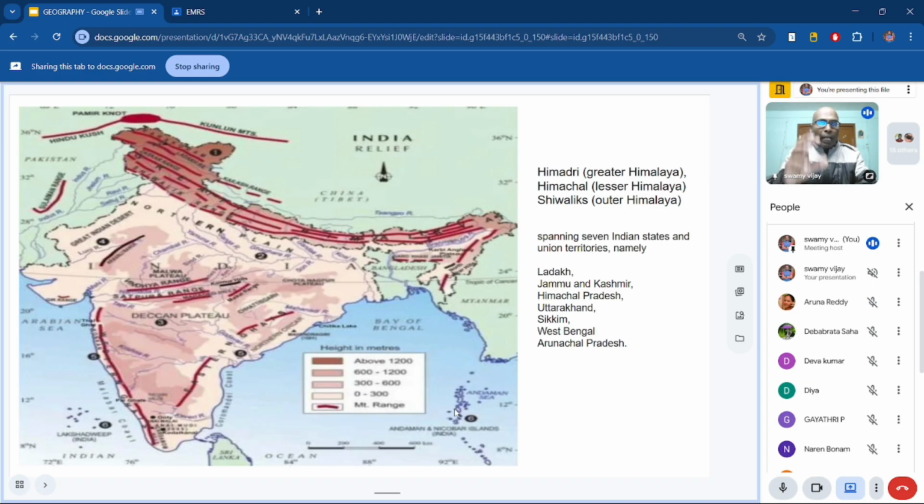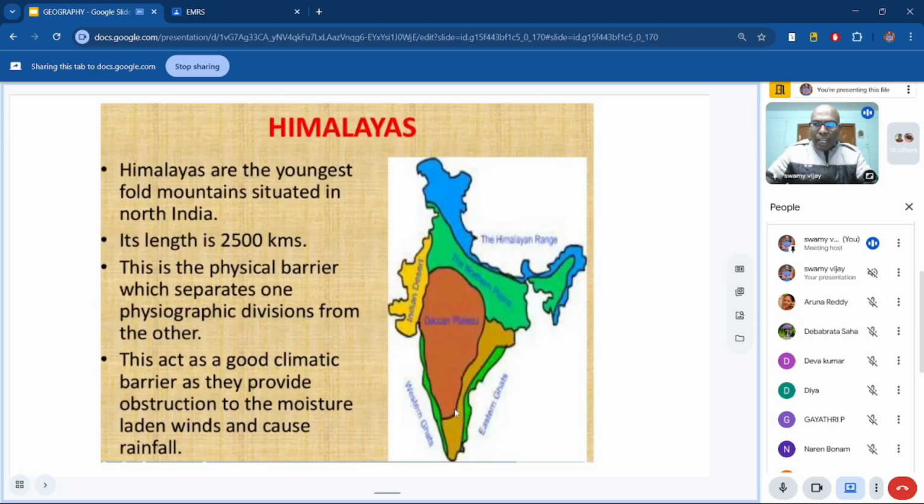So, the Himalayas are divided into 3 ranges: Himadri, the Greater Himalaya, then the next layer of the Himalayas is Himachal. Most of the hill stations are located in the Shivaliks or Outer Himalayas. The Himalayas are the youngest fold mountain situated in northern India. Its length is 2500 kilometers. This is a physical barrier which separates one physiographic division from the other. I have practically seen this physical barrier.